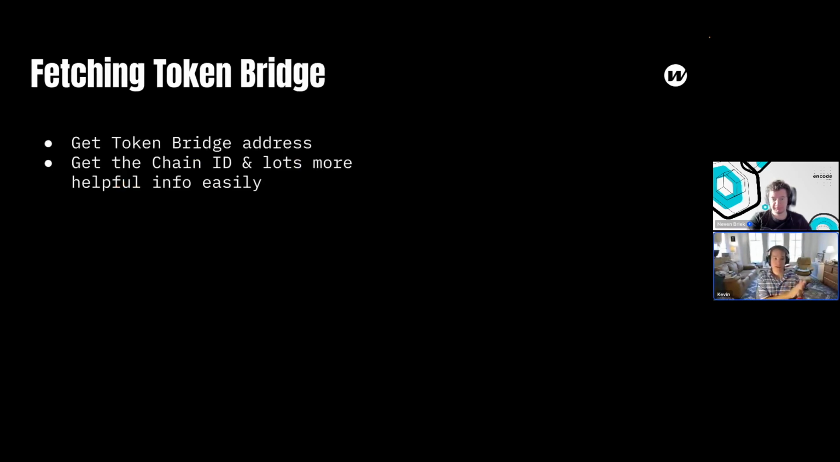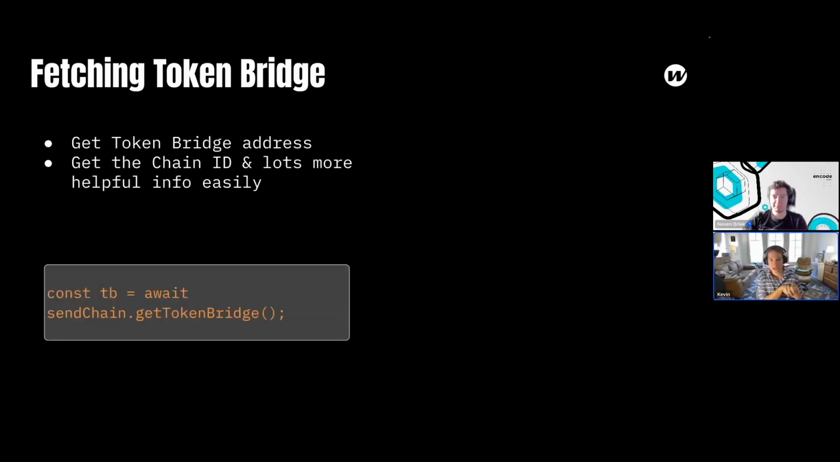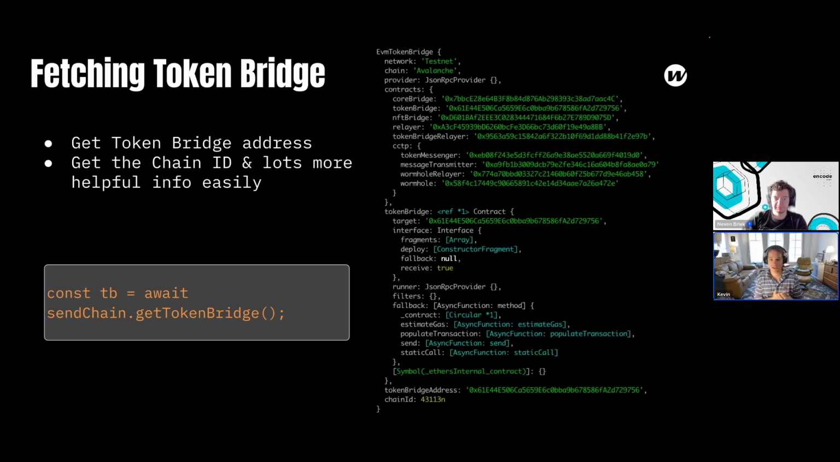We can also do something which is very important, which is we can get the TokenBridge information. And so if we call get TokenBridge, this will give us information like the chain ID for the chain we're working with. This will give us the contract address of the Wormhole TokenBridge on that particular chain. It'll also give us relayer addresses. It'll give us a ton of info. And I've just provided a snippet here of the info that it provides. But again, it gives you the core bridge contract, the relayer.